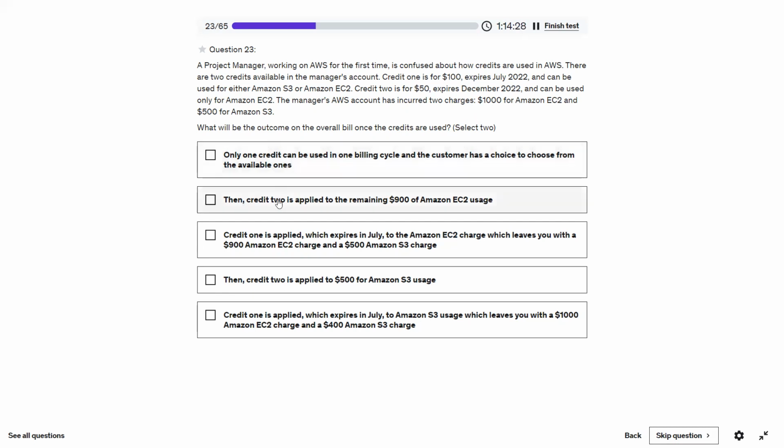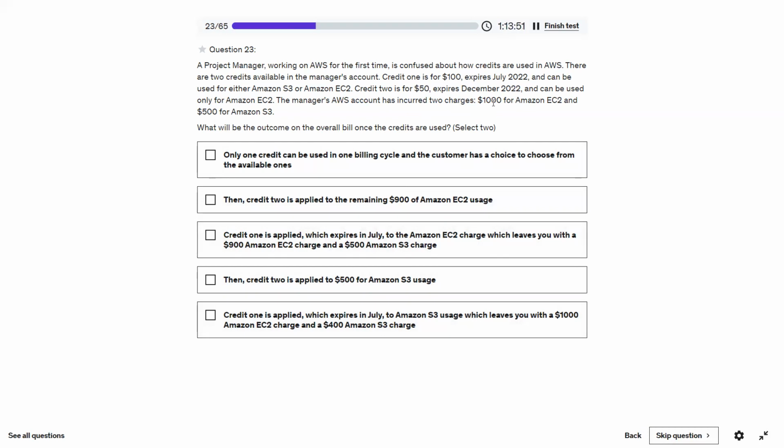So this is wrong: credit 2 is applied. This is totally wrong. Credit 1 is applied, which expires in July, to the Amazon EC2 charge, which leaves you with the $900 Amazon EC2 charge and $500 Amazon S3 charge. So basically, if he has a bill of $1,000, definitely $100 will be paid from the wallet and $900 will be paid from his bank account or credit card, whatever.